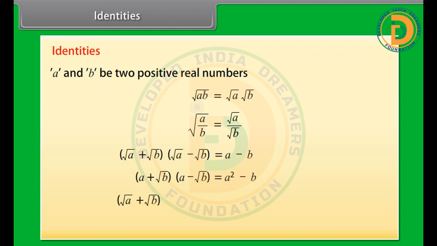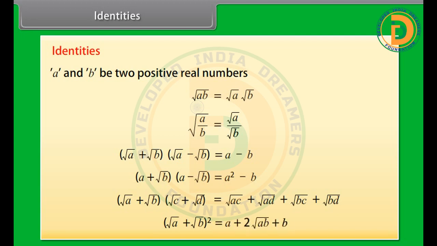Square root of a plus square root of b, multiplied by square root of c plus square root of d, is equal to square root of ac plus square root of ad plus square root of bc plus square root of bd. Square root of a plus square root of b, whole squared, is equal to a plus 2 square root of ab plus b. We can use these identities to solve many expressions.